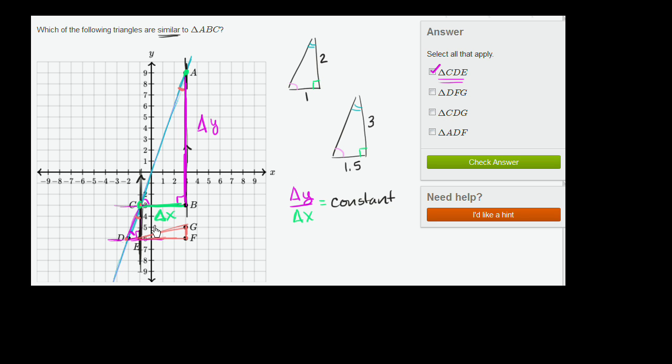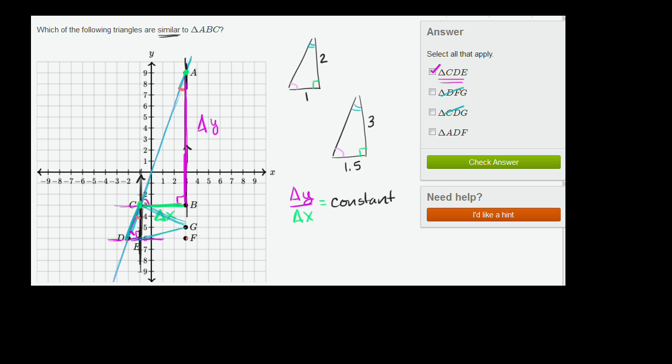CDG. Well, once again, CDG, I'll do in blue. This is not a right triangle. This isn't just a change in x right over here. This isn't a horizontal line. And this one right over here is not a vertical line. So once again, this is not similar. In fact, this is not even a right triangle. So we'll mark both of these out. And then they say ADF.